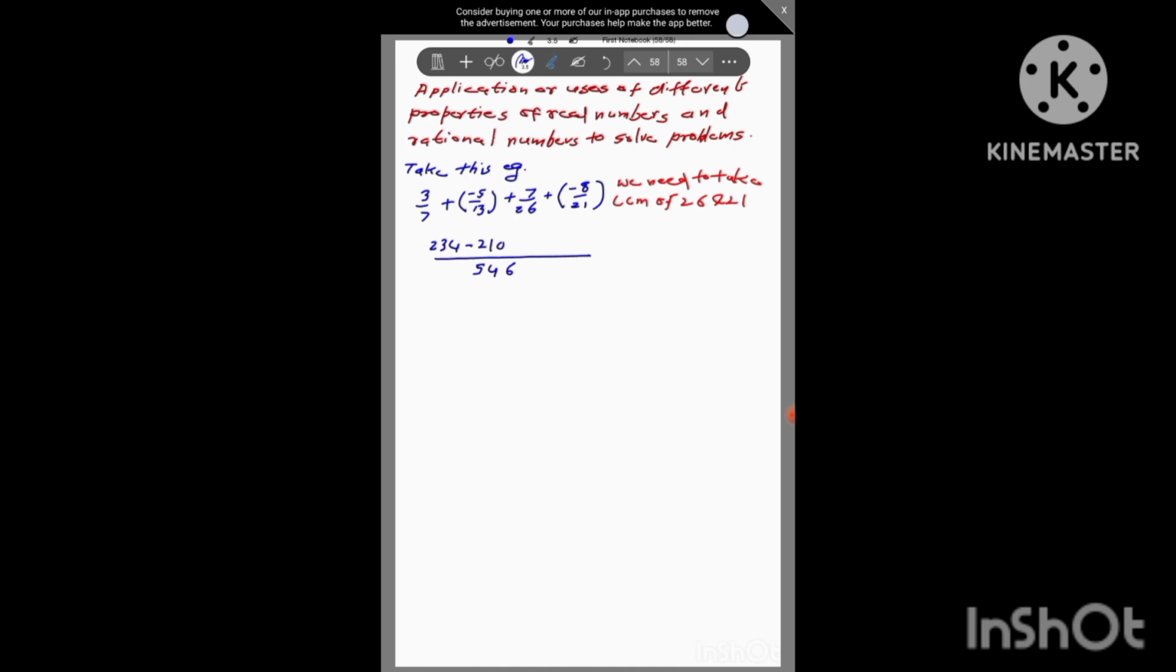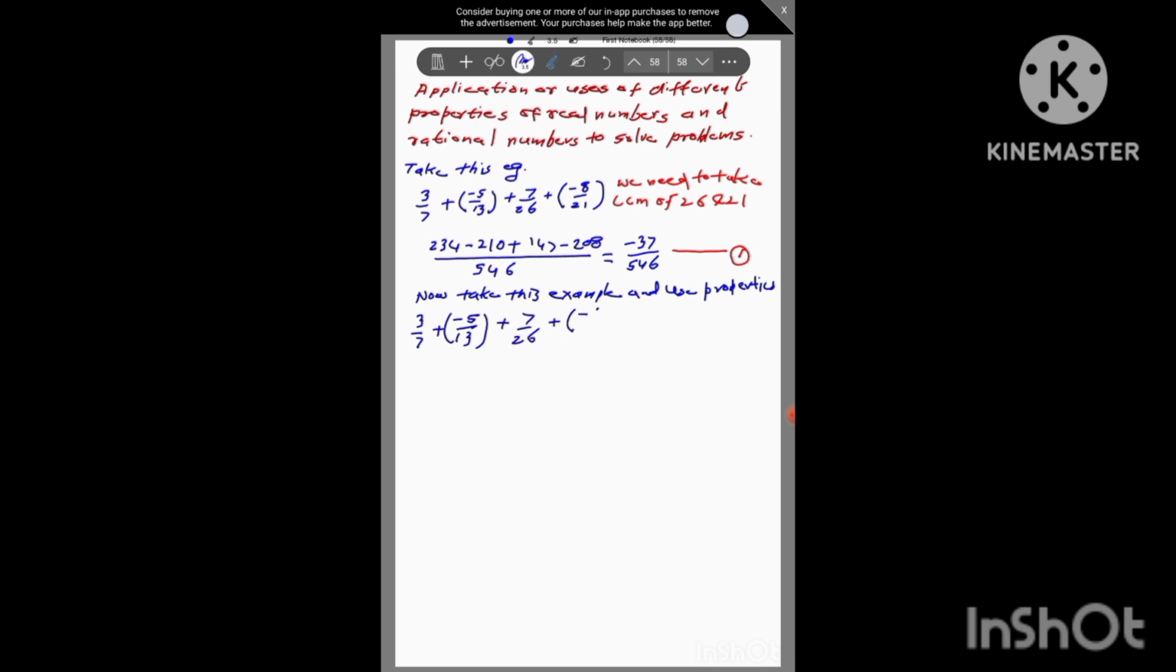So we get 234 minus 210. These are very simple calculations. Plus 147 and minus 208. The ultimate answer we get is minus 37 upon 546. This is the answer. Now you have found out the answer. Now we are trying to solve the same example by using different properties of real numbers and rational numbers, and see, that becomes very simple.